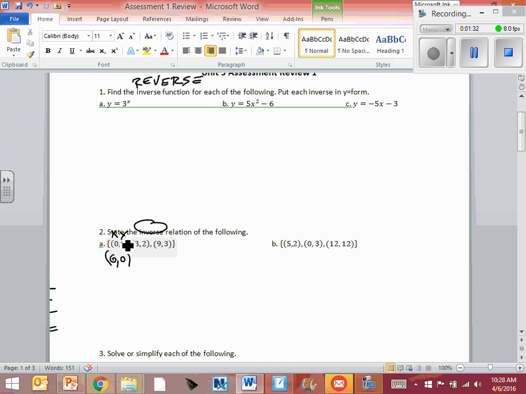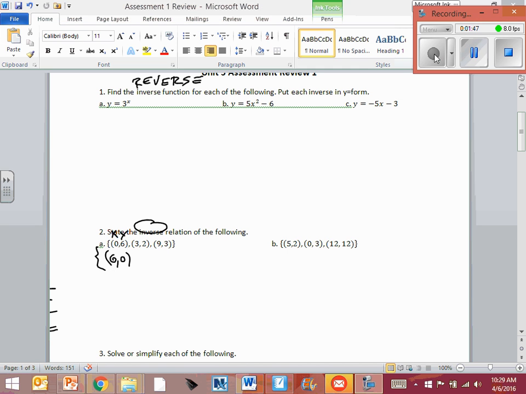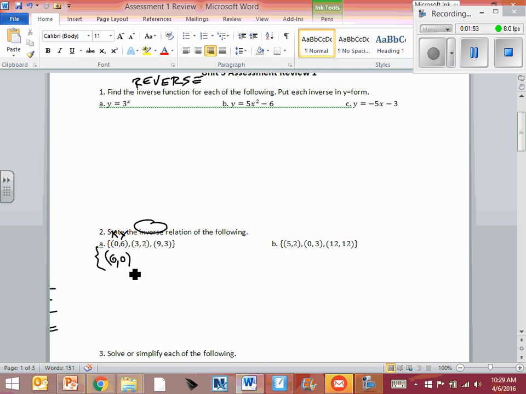When you reverse it, the 6 is no longer a Y. Because he's in a parenthesis, he really did become the X, and the 0 really switched over and became the Y. Put these braces, the pointy guys are braces, and then go ahead and do A through B. If you did it right, hopefully you did B as well. Someone tell me what the number should be in the second parenthesis. The third parenthesis, anyone else?